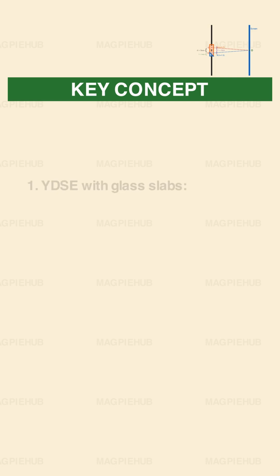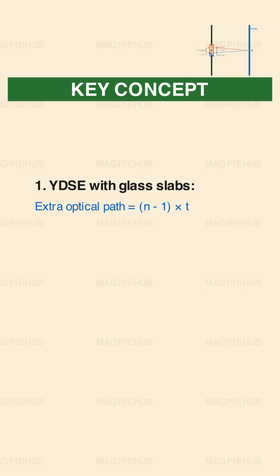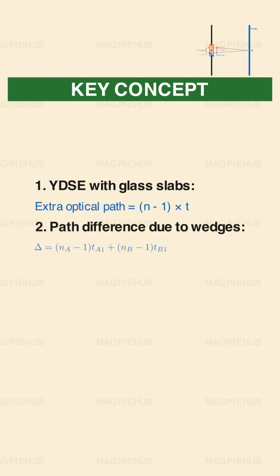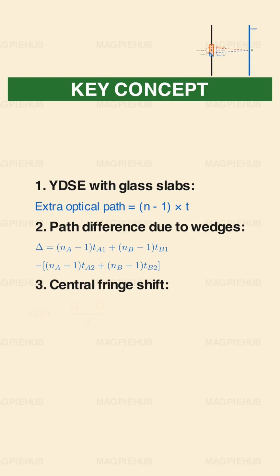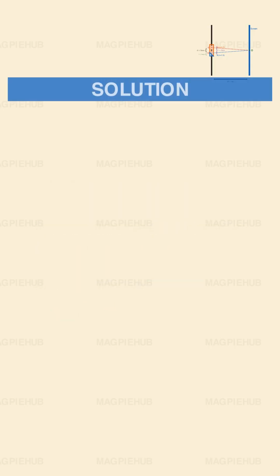The key concept here is the shift of the central fringe in Young's double slit experiment when glass slabs of different refractive indices are placed in front of the slits. When light passes through a medium of refractive index n and thickness t, the extra optical path introduced is (n-1) times t. The central maximum shifts to the side which has the greater optical path. The shift equals the net path difference times D over d. Let us solve this step by step.